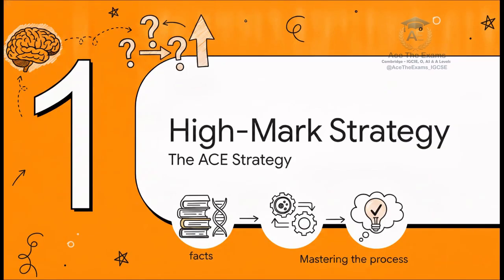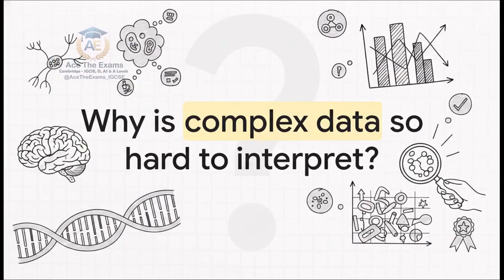All right, Section 1, the high mark exam strategy. Now, I really want you to ask yourself something. Why is it that so many incredibly smart, super well-prepared students find interpreting complex data and graphs so ridiculously hard under exam conditions? I mean, they know the biology, right? But when they're faced with a massive data table or a complex chart, their marks just sort of slip away. Why is that? Well, it's actually because they're missing the core framework that examiners actually use to award points.